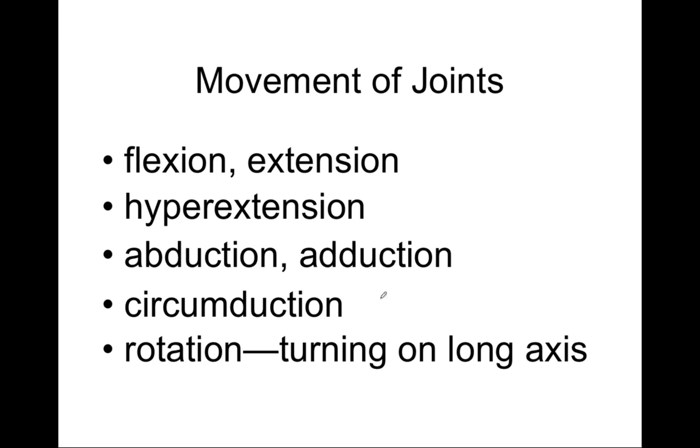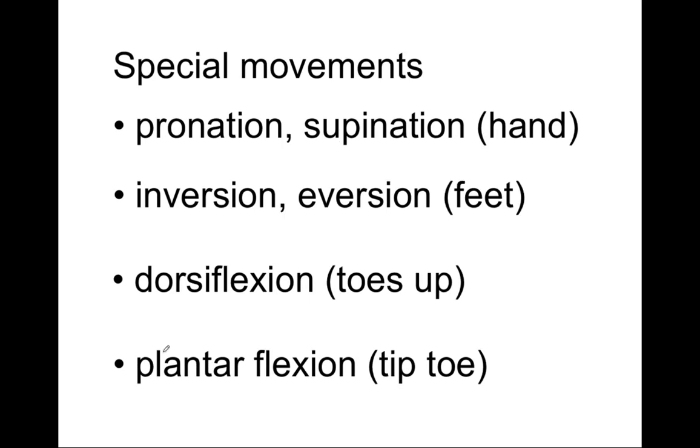Abduction and adduction are movements where we bring a body part either closer to the midline or further away from the midline. We remember, with adduction, we are adding to the midline. With abduction, we are taking away from the midline. And a rotation is where a bone is turned along its longitudinal axis, as we saw with medial rotation and lateral rotation. So we've now seen a couple angular movements, and we've seen a couple rotational movements.